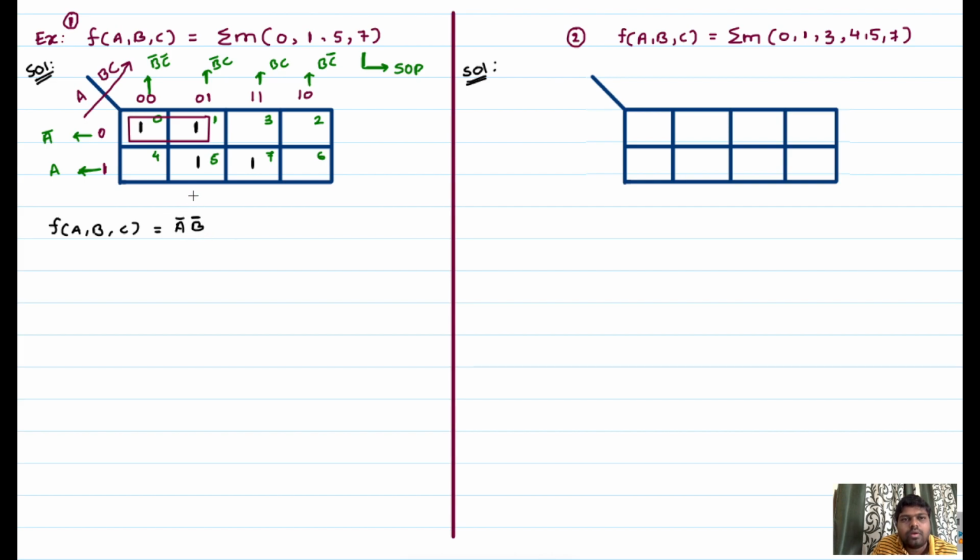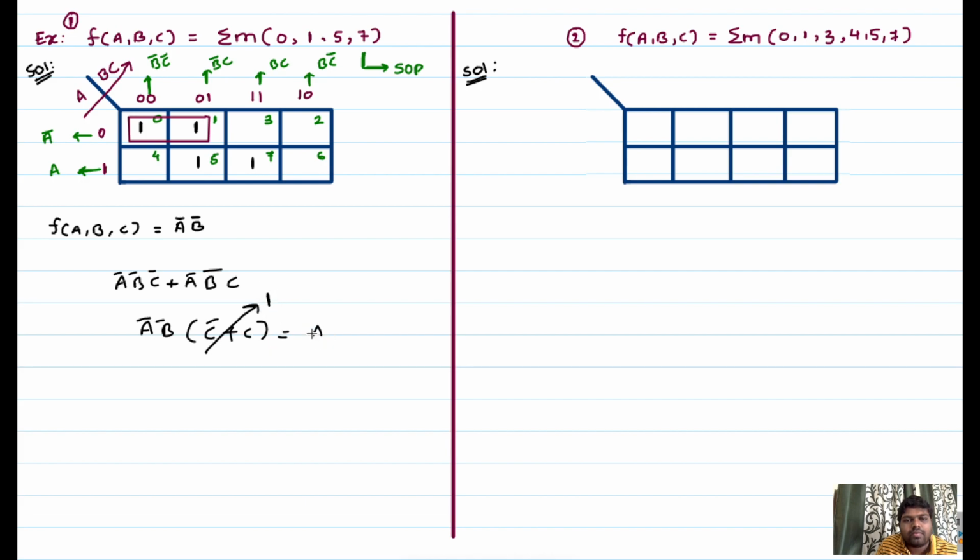If you have doubt, you can write individually and then simplify the expression, and you will get A bar B bar only. For example, this first square box is associated with A bar and B bar C bar, so I get A bar B bar C bar, and the next one is indicated with A bar B bar C, so plus A bar B bar C. If you observe these two product terms, the common elements are A bar B bar. If you take A bar B bar common, then you get C bar plus C. According to the Boolean theorem, C plus C bar equals 1.